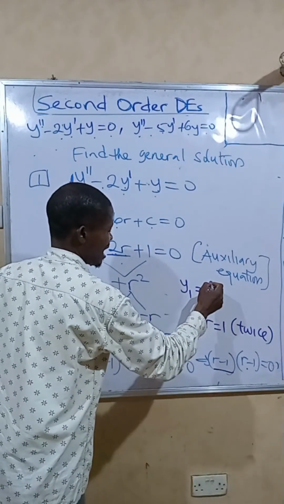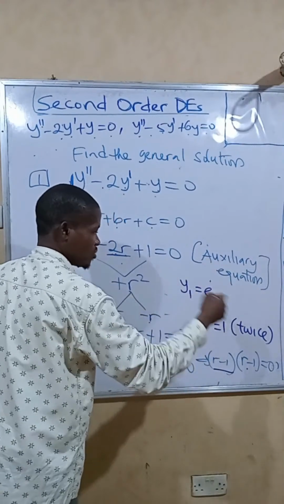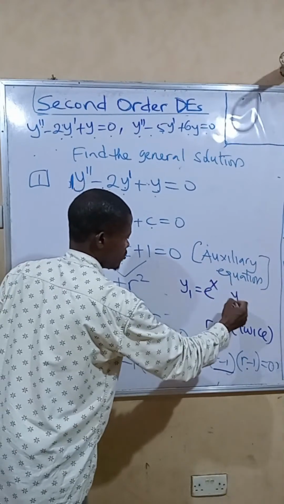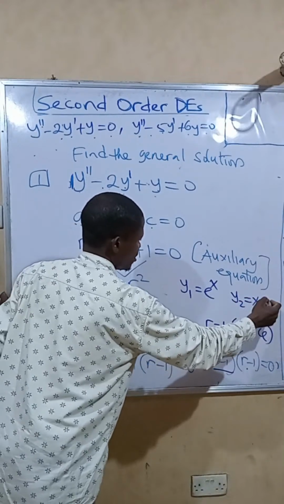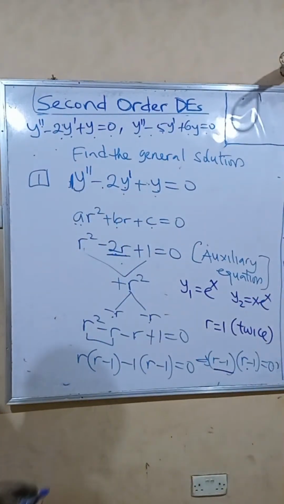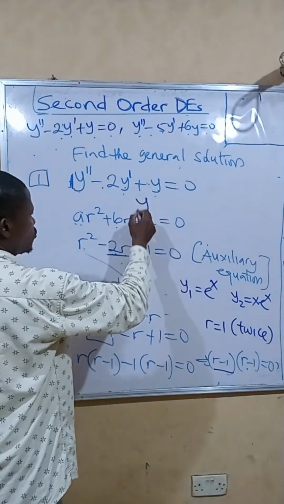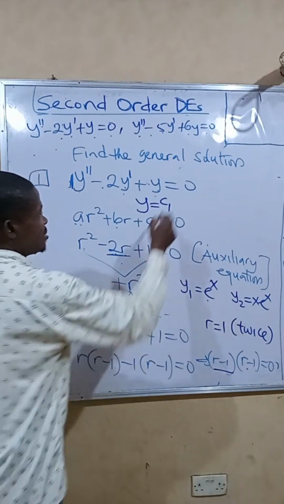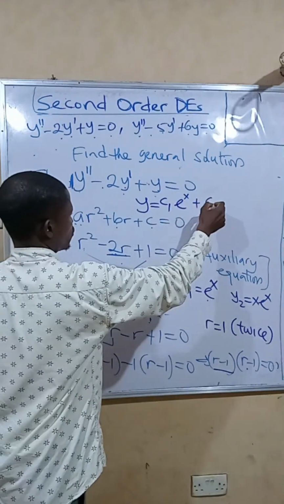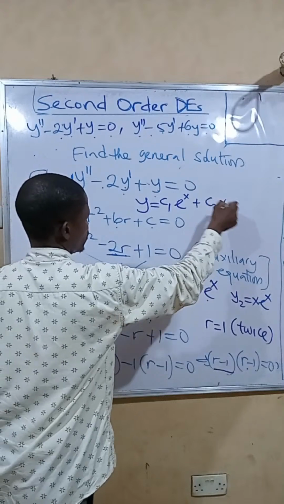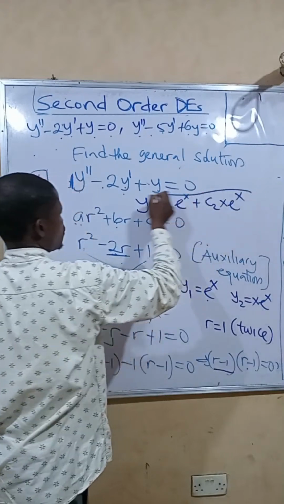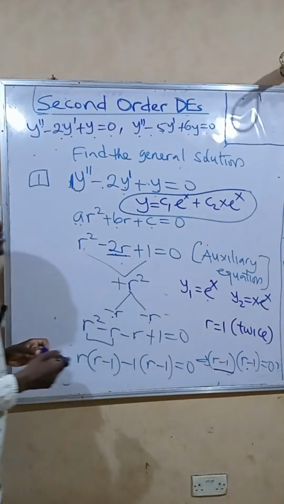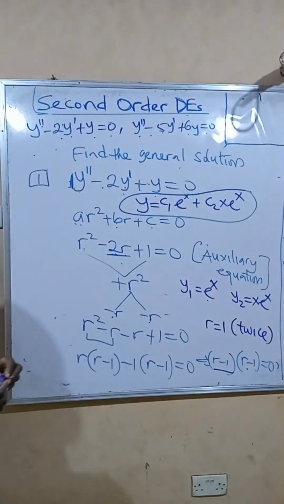E to the R x. Your R is 1, so you have this. The second solution will be equal to what? X e to the x. Okay, so the final conclusion, the general solution will be equal to what? C1 times y1 plus C2 times y2, which is this. And that's the general solution for that second order homogeneous ordinary differential equation.